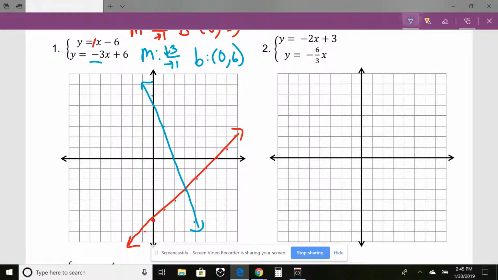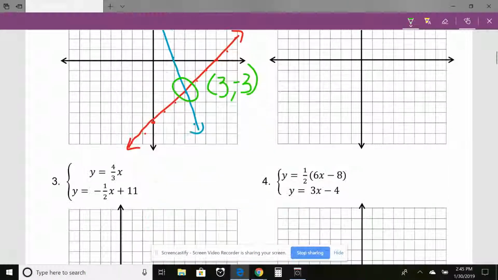So they intersect at the point 3, negative 3. So that is our solution. So in this case, we have one solution. Okay, 3, negative 3. All right, so that's just like the problems we've done before. All right, let's look at number 4.